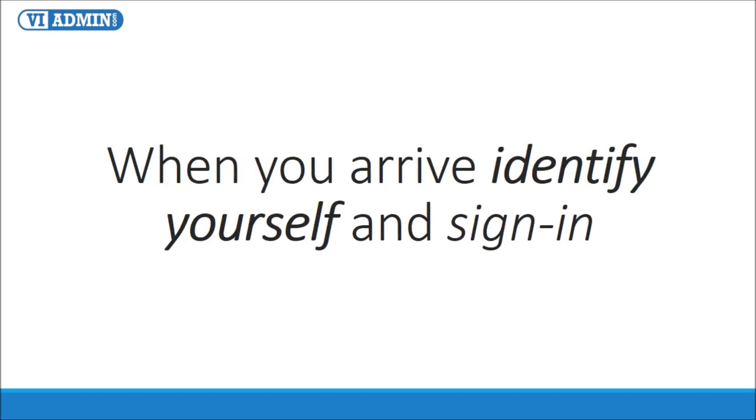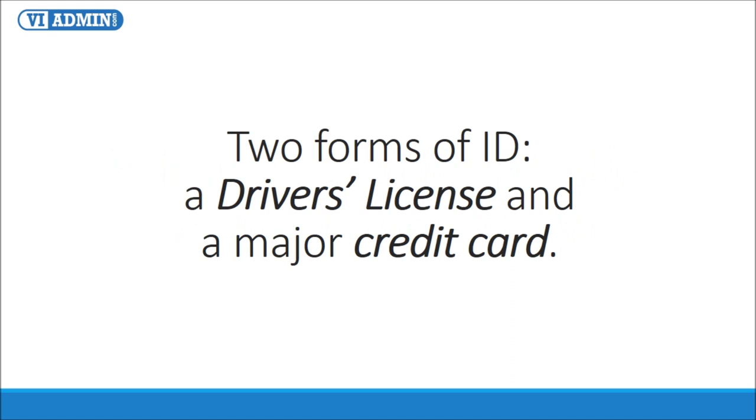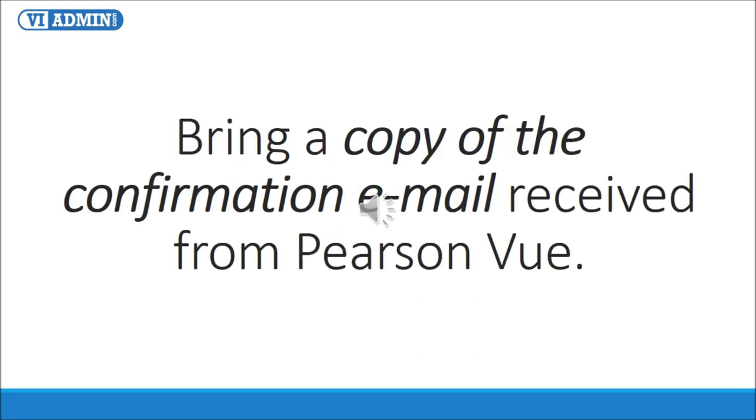First thing you have to do when you arrive at the Pearson VUE exam center is to identify yourself and sign in. Most Pearson VUE testing centers require two forms of ID. For example, a driver's license and a major credit card with your name on it. Also, make sure to bring a printed copy of the confirmation email which you received from Pearson VUE. This should cover all you need to be allowed to take the VCP exam.